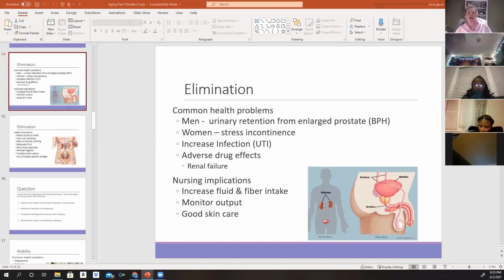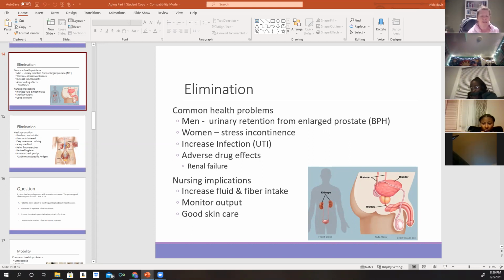All right, elimination. What are some common health problems we see with elimination? In men, it's very common to have urinary retention from an enlarged prostate. With women, we see stress incontinence, which comes from sneezing, coughing, laughing, things like that. Any kind of urinary retention puts patients at risk for developing a UTI, because that urine is staying inside the bladder and the ureters. It's the perfect area, dark and warm. Bacteria is going to breed.